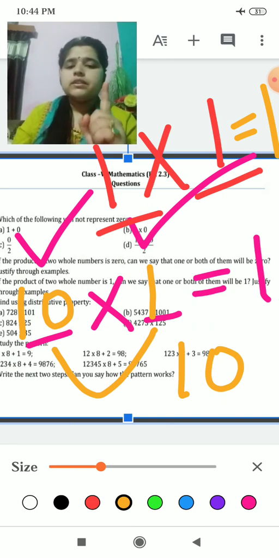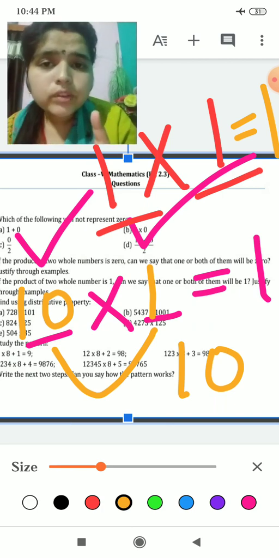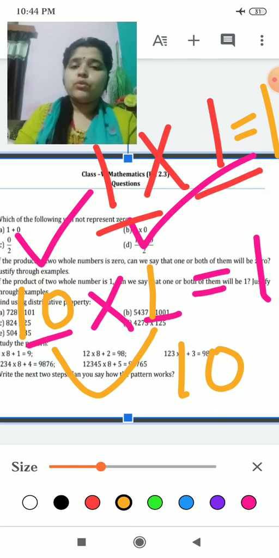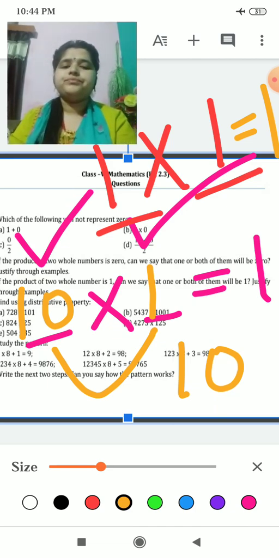Got it? Yes. But if you are having 1 plus 0, so 0 does not hold any position, so 1 plus 0 will be 1 only.